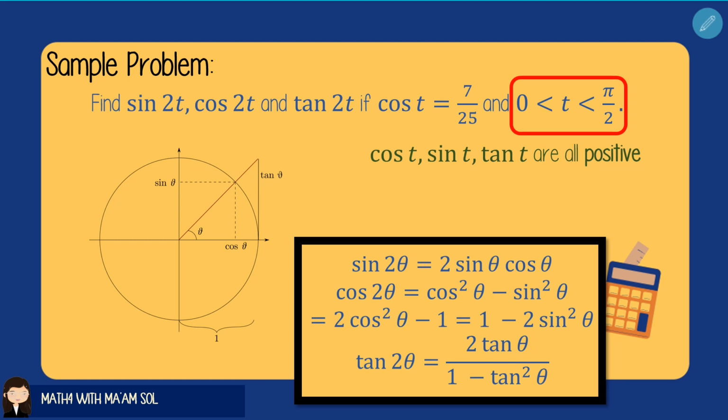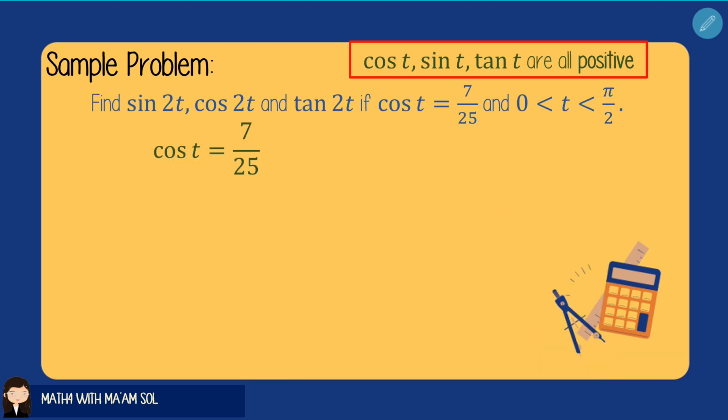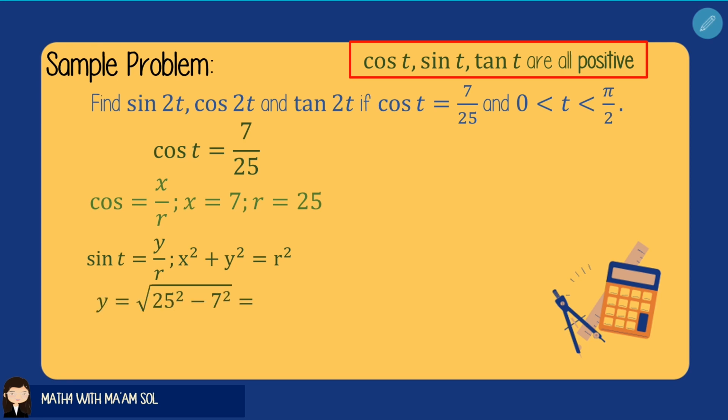Now, from our given, we know that cosine t is equal to 7 over 25. But how do we find sine t and tangent t? First, we know that cosine t is equal to x over r. So if cosine t is equal to 7 over 25, x is equal to 7, and r is equal to 25. Now we need to find sine t, which we may obtain by getting y over r. How do we obtain y when it's not given? Well, we know that x squared plus y squared is equal to r squared. So y is equal to the square root of the quantity 25 squared minus 7 squared, which is 24.